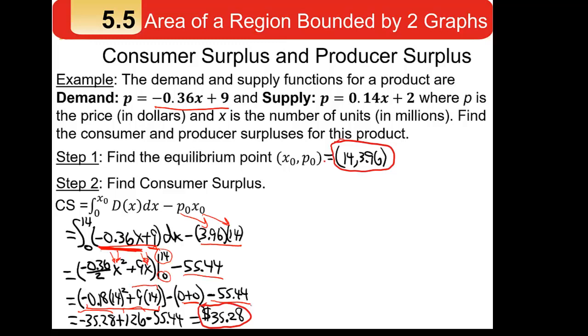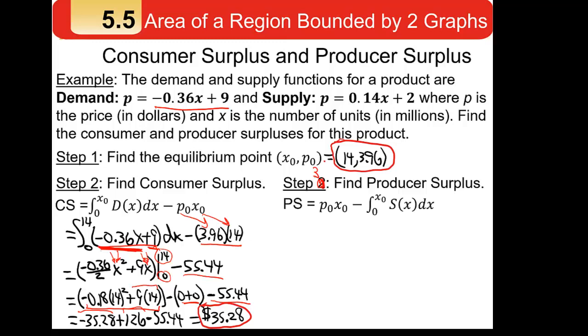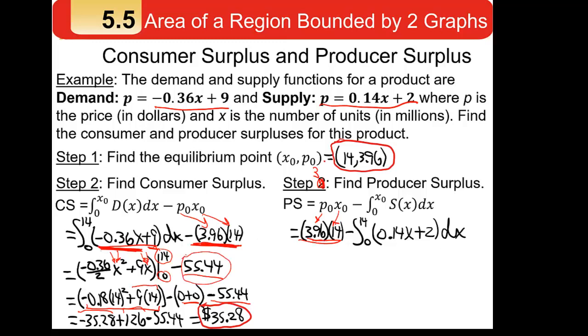And of course, now we want to find the producer surplus. That's actually step 3. How do you do it? The formula for producer surplus is the equilibrium price times the equilibrium quantity minus the integral of the supply function from 0 to the x coordinate of the equilibrium point. Well, we know what the supply function is, so we plug that in, and we plug 3.96 in for the equilibrium price and 14 in for the equilibrium quantity, and we already know that 3.96 times 14 is going to be 55.44, so that part we don't have to do the arithmetic again.